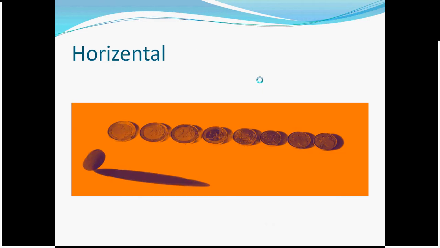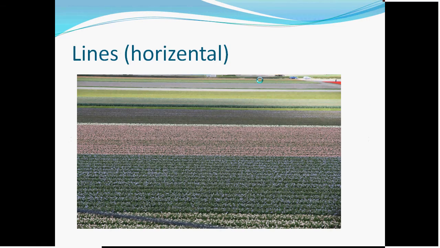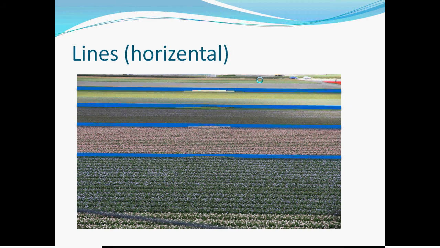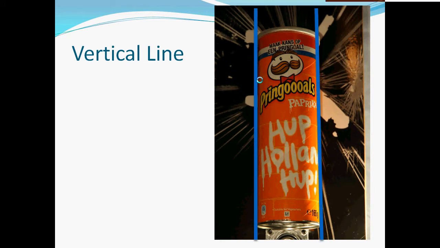But this does not mean horizontal lines or vertical lines are not important. Horizontal lines give you a sense of stability, and in some circumstances they are more desired than diagonal lines. Vertical lines are usually used to show the height. If something is tall, you should show it with vertical lines to show the height.